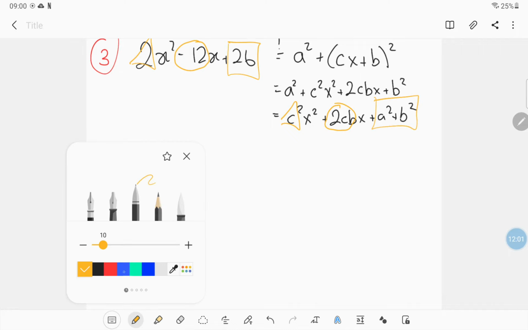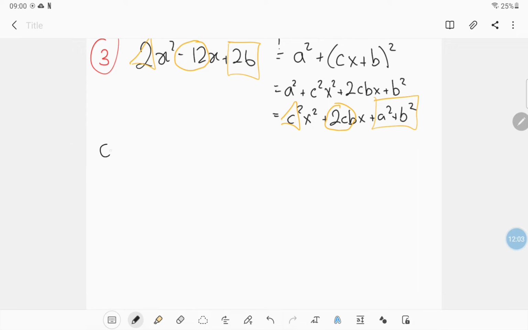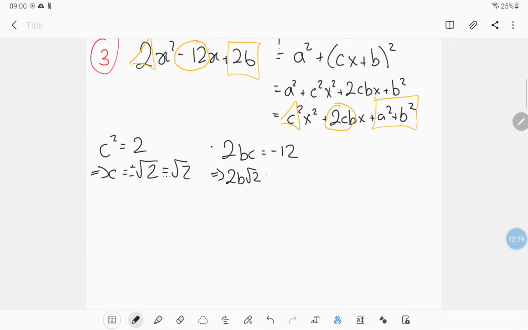Let's go. So c squared is equal to 2. You do the square root of both sides, so you'll get plus or minus the square root of 2, but we're just going to choose the square root of 2. Then we want 2bc to be equal to minus 12. We know that c is root 2, and we divide both sides by 2 root 2. We get b is equal to minus 12 over 2 root 2.